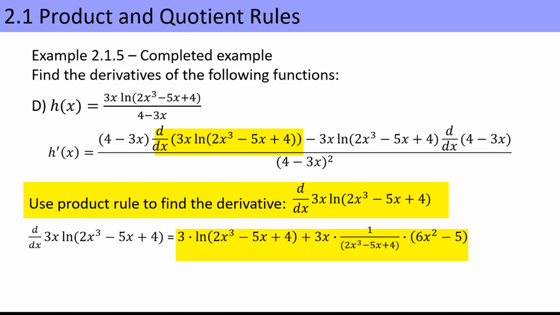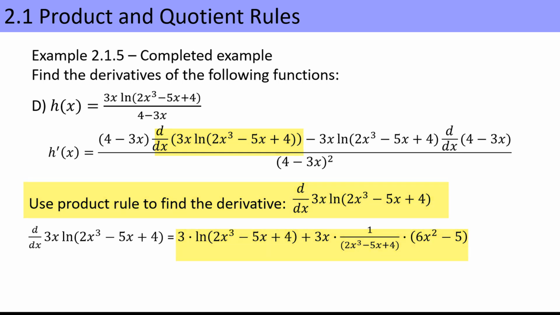That is 1 divided by the 2x cubed minus 5x plus 4, that's the ln differentiation rule, times the derivative of the argument. The argument was 2x cubed minus 5x plus 4, so the derivative of 2x cubed is 6x squared minus the derivative of 5x is just 5. The derivative of 4 is 0.